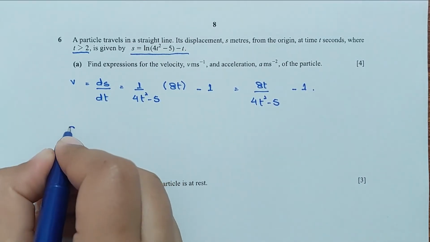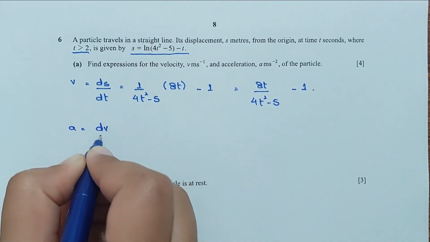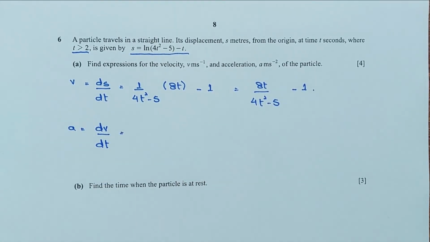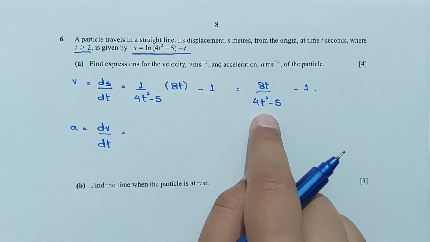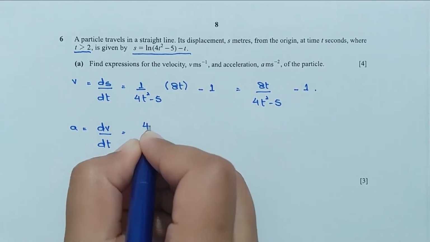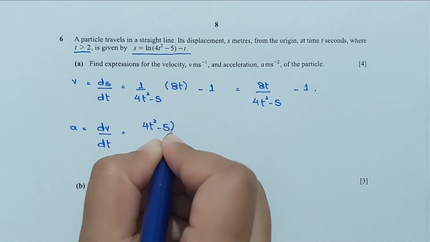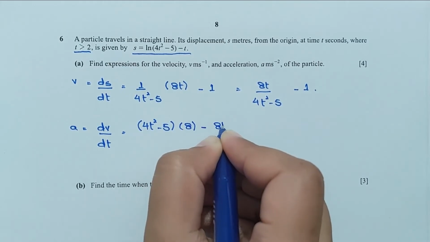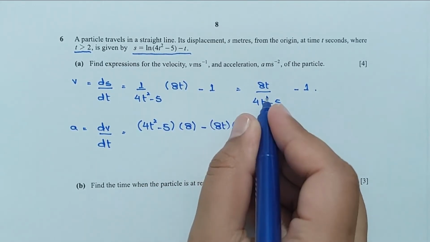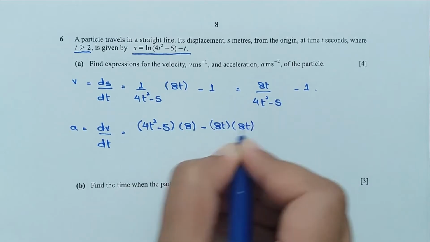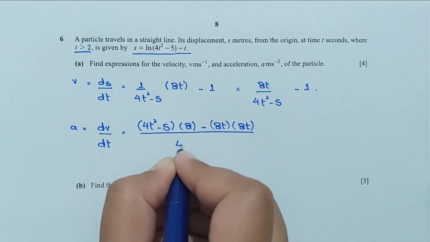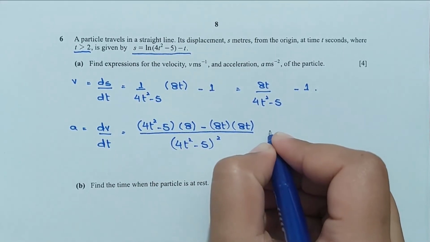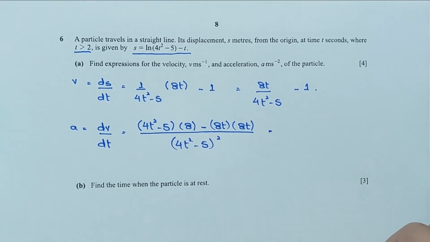Now let me solve for acceleration. Acceleration is the derivative of velocity with respect to time, right? So we have to differentiate this. For this we have to use a quotient rule over here. So the denominator function is as it is, right? The derivative of numerator function is 8, minus the numerator function, and the derivative of denominator function is 2 times 4 is 8, and t, over the denominator function square. Or you can simplify or keep it as it is.